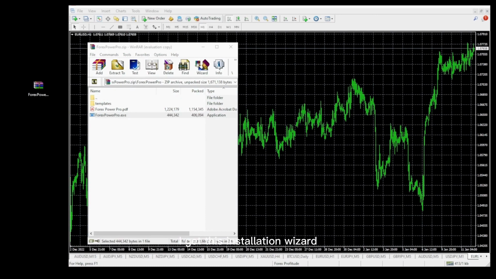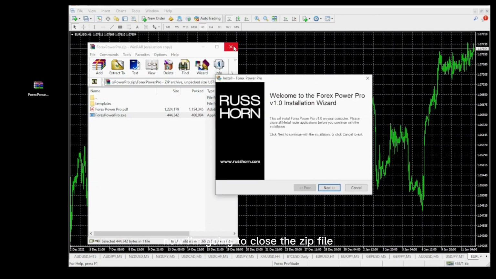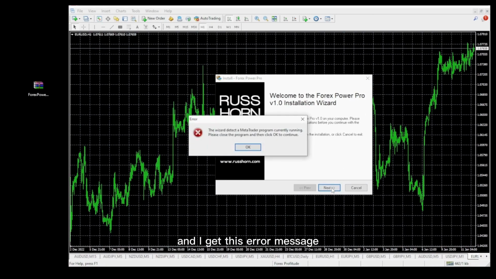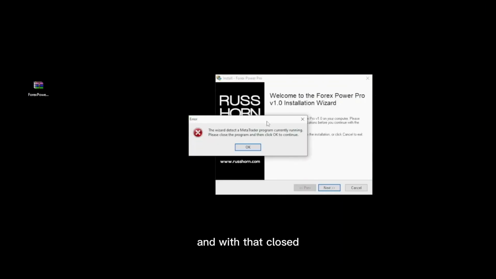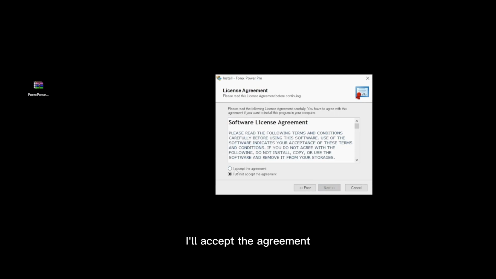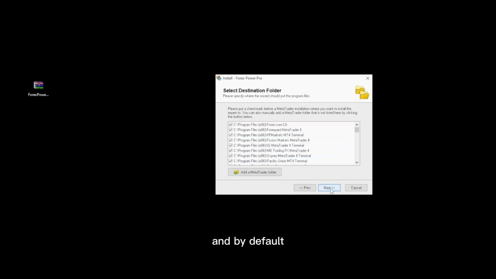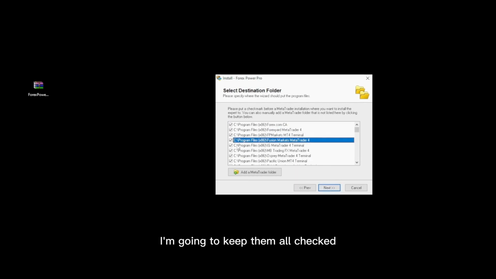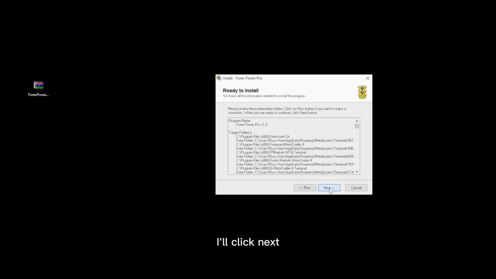And with that, I get this installation wizard. Now I'm going to close the zip file, and on the installation wizard, I'm going to click next. And I get this error message. This is the installation wizard detecting that there is a MetaTrader program currently open. So I'm going to close this MetaTrader platform simply by clicking the X. And with that closed, I'm going to click OK. And from here, I'll accept the agreement and click next. And by default, the installation wizard is going to select every platform that it can find on your computer. If you don't want to install this on certain platforms, just uncheck the ones you don't want installed. I'm going to keep them all checked. And from here, I'll click next and next again.